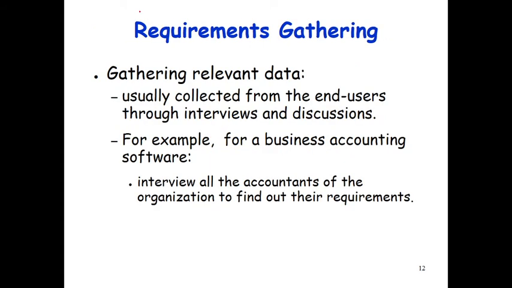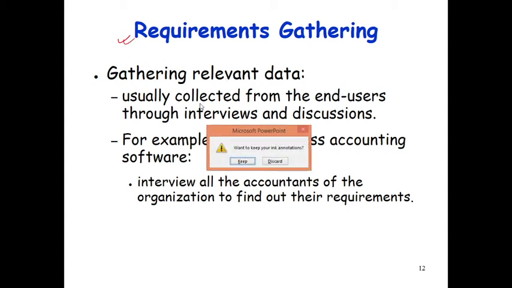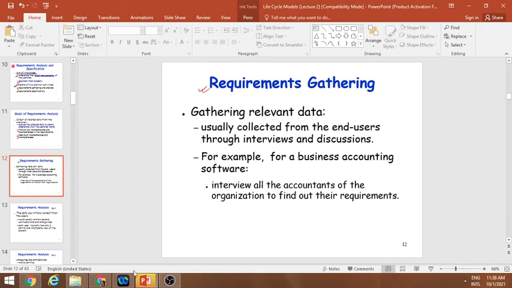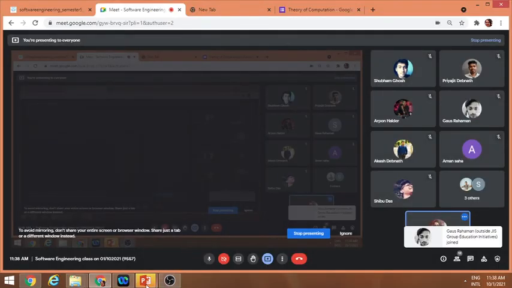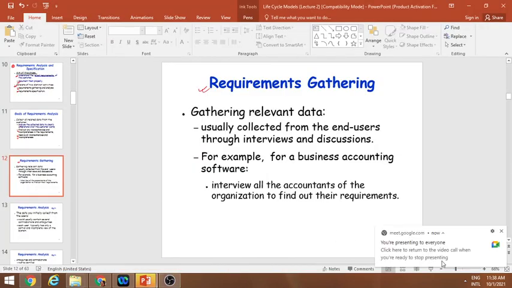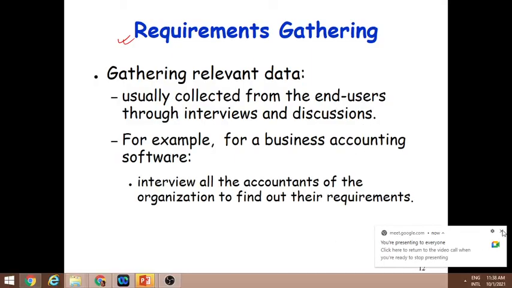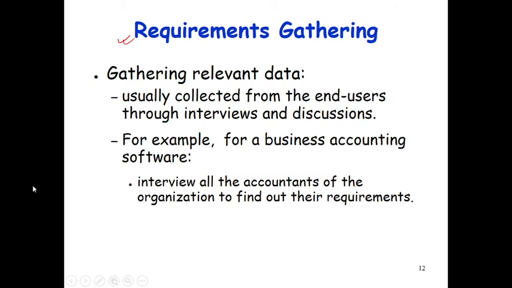And after that, what is requirement gathering? Requirement gathering means gathering relevant data. So you need to collect relevant data. This term is very important: relevant data. What data is actually required for your project? You need to collect it.